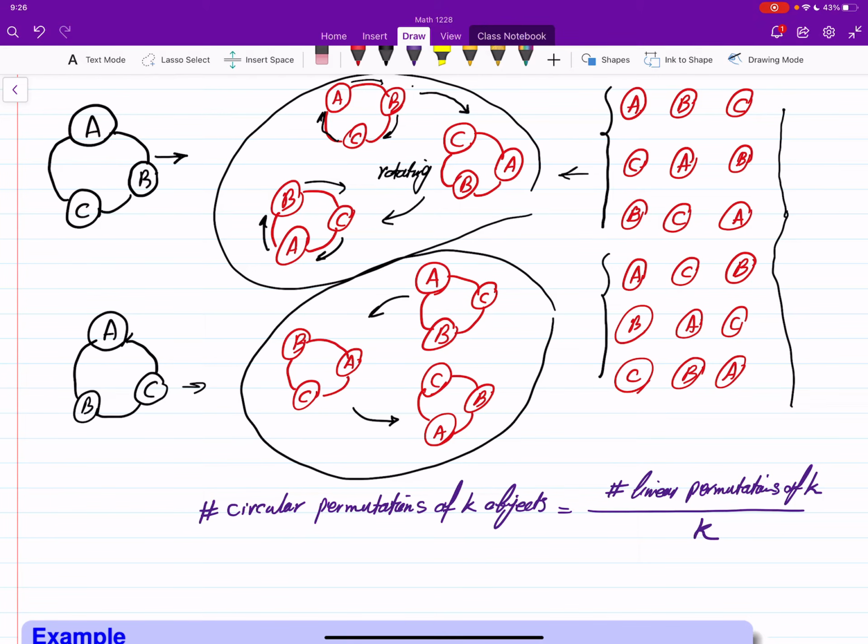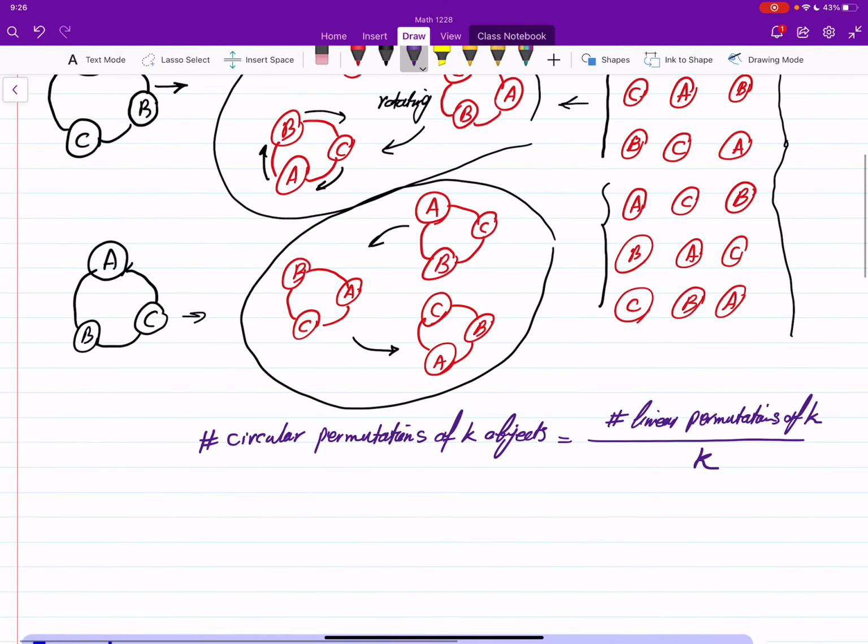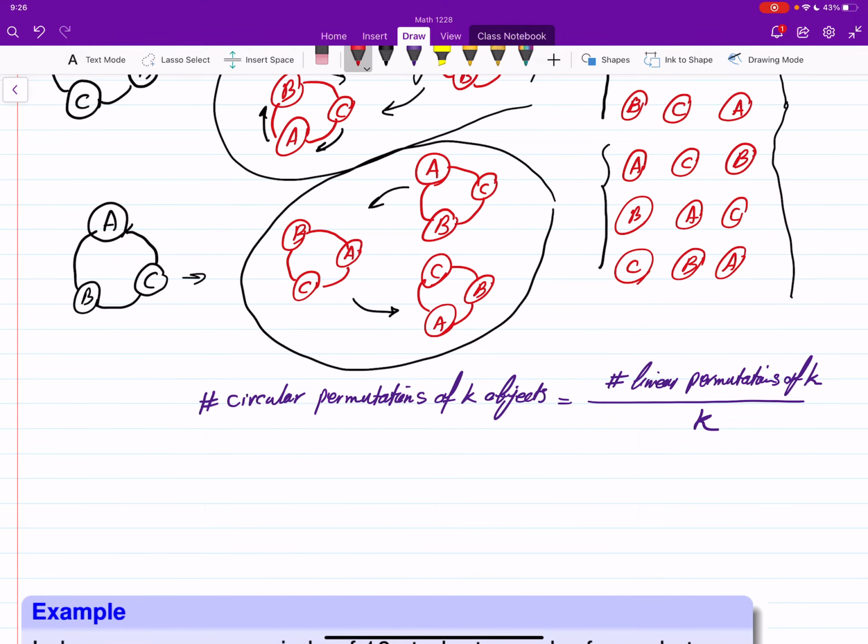But when it comes to the specific formulas, we have 2 formulas. Formula one is the number of circular permutations of n objects. So you have n objects and you form a circle of n. We know that the linear one will give us n factorial, divided by n. So this will be n minus 1 factorial. That's the one formula.